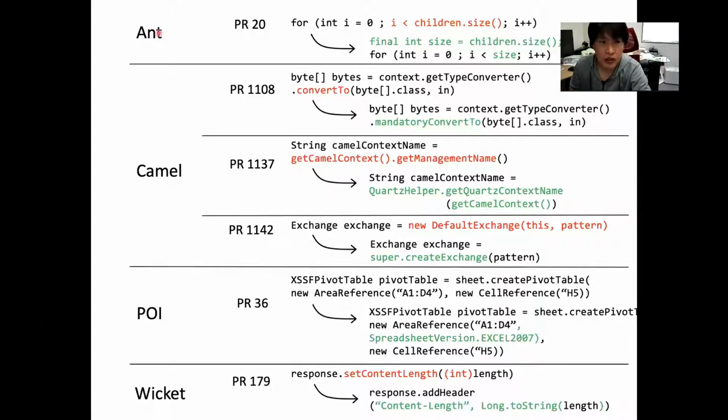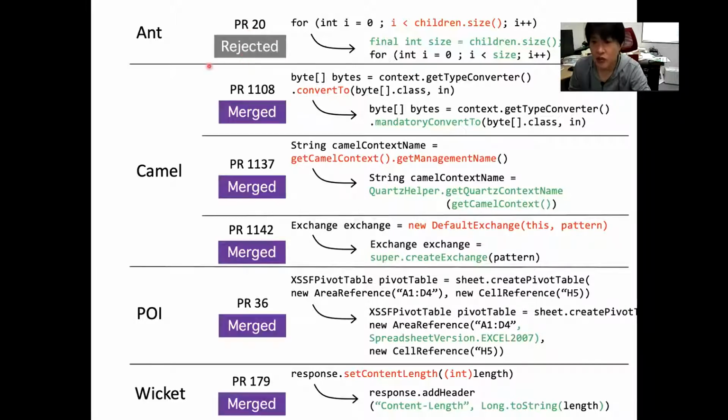For example, for Ant, our approach suggested to move a method invocation outside the loop. And for Camel, our approach suggested invoking a different method. And those numbers mean the IDs of the pull requests that we made. If you are interested, you can see the details of the pull requests in the GitHub repository of the target project.